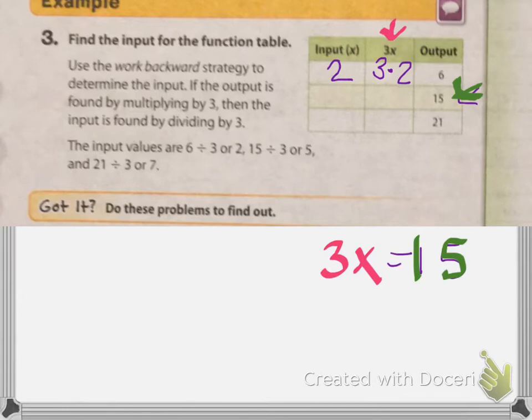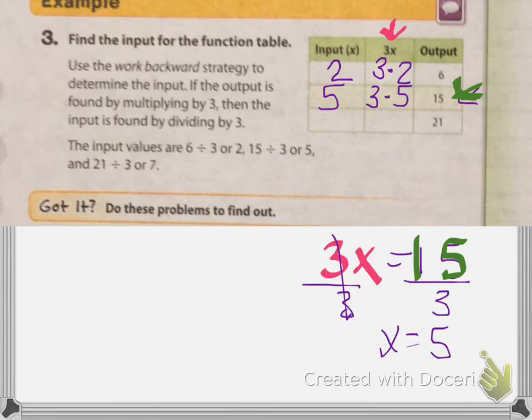So from here, you're just going to divide each side by 3, and you get x equals 5. So now that you know that x equals 5, you can put that right here, but don't forget to fill in this part right here where you use the function rule 3 times 5. And this is also sort of your check where you can do 3 times 5 equals 15. So you want to make sure that whatever you get in this block right here is equal to the 15 there.